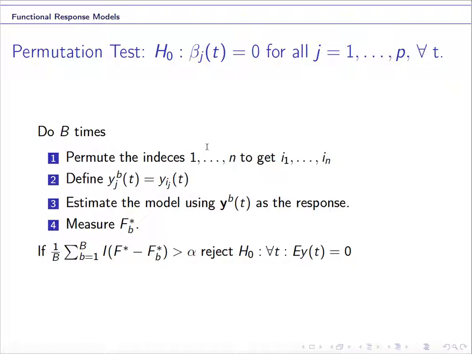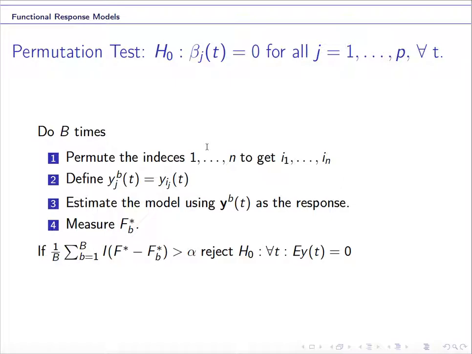For the permutation test, when we have the data, we have the pairs, right? The pairs are y_i(t) and the covariates x_ij. This is the functional response for the ith subject, and this is the covariates for the ith subject, right? So they kind of have a pair together.